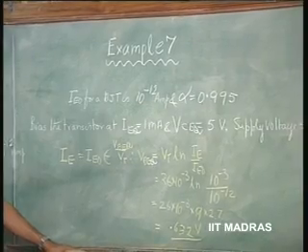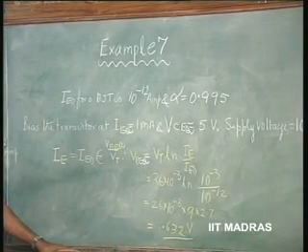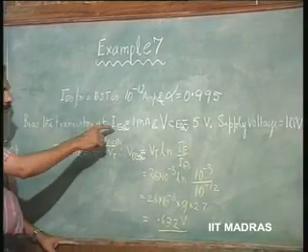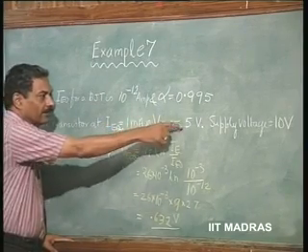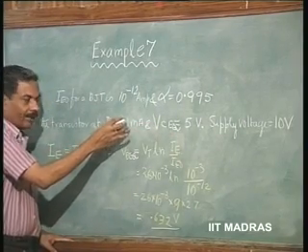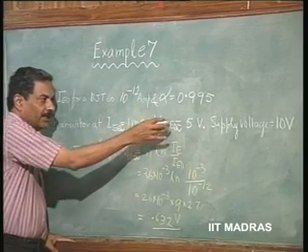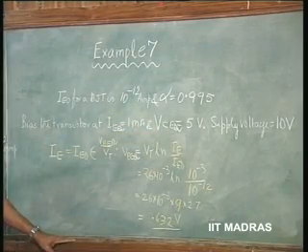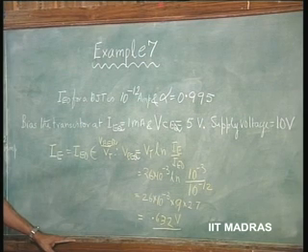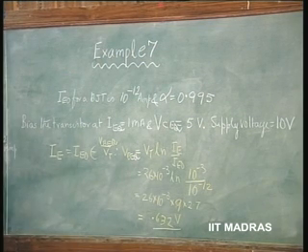Let us say we bias the transistor at an I_EQ of 1 milliampere and V_CEQ of 5 volts. So the operating current is given, and the reverse bias voltage that we have to apply is also given. Supply voltage is 10 volts. So let us look at the circuit.